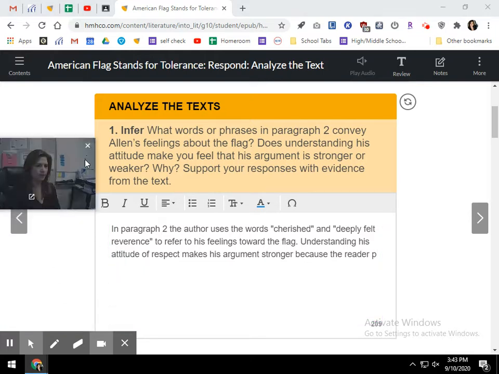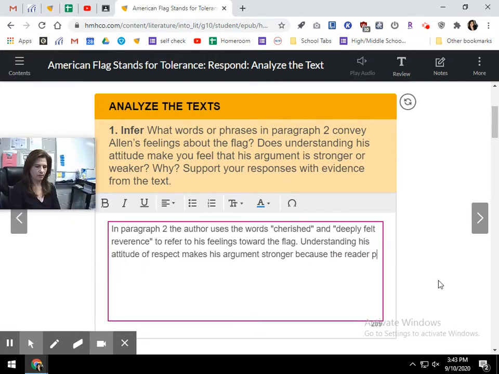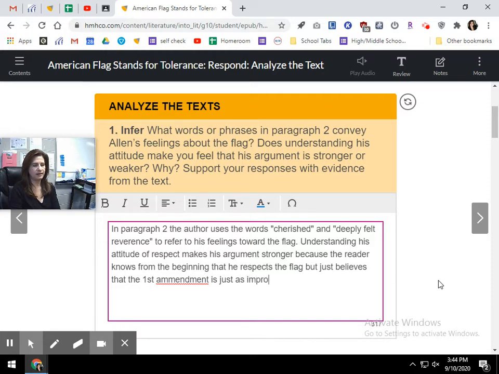Let me move myself out of the way here. Because the reader knows from the beginning that he respects the flag, but just believes that the First Amendment is just as important. Okay, I spelled that wrong. Fix it.